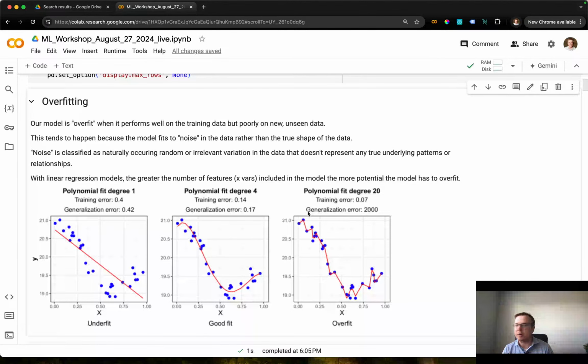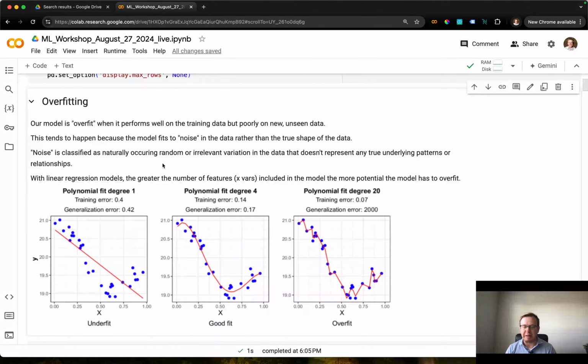The real culprit of this overfitting is the model fitting to noise in the data rather than the general trend. Now, what is noise? We use this word a lot, but noise is classified as a naturally occurring random or irrelevant variation in the data that doesn't represent any true underlying patterns or relationships. So it's variation in the data, but we don't have any X variables that can speak to it. It's just there. And no matter how good of a model we make, no matter how good of feature engineering we do, there's going to be some amount of unexplained variation in the data.